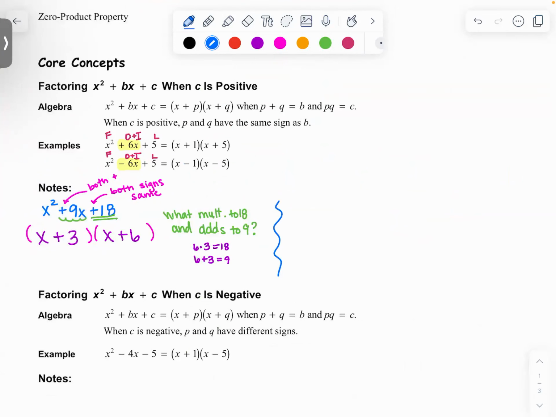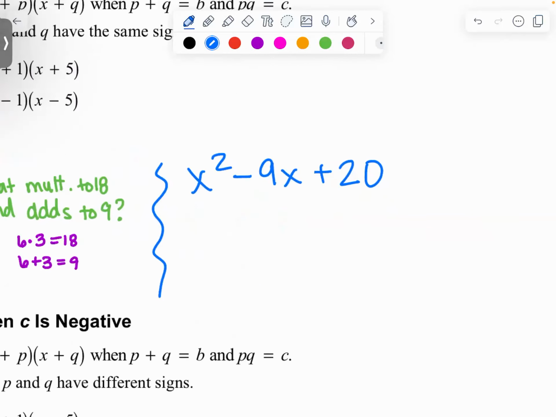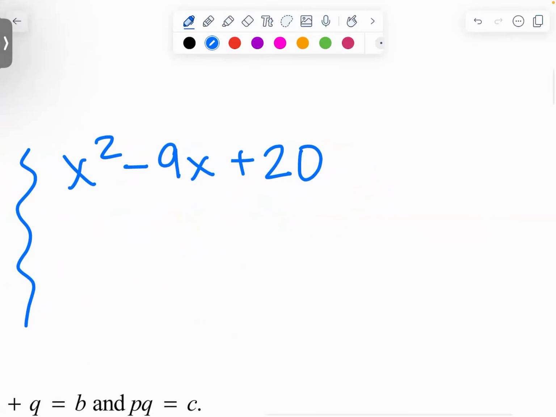Okay. Write this one down: x squared minus 9x plus 20. I'm not going to lie, this is one of my favorite algebra things, factoring. Like a big puzzle.